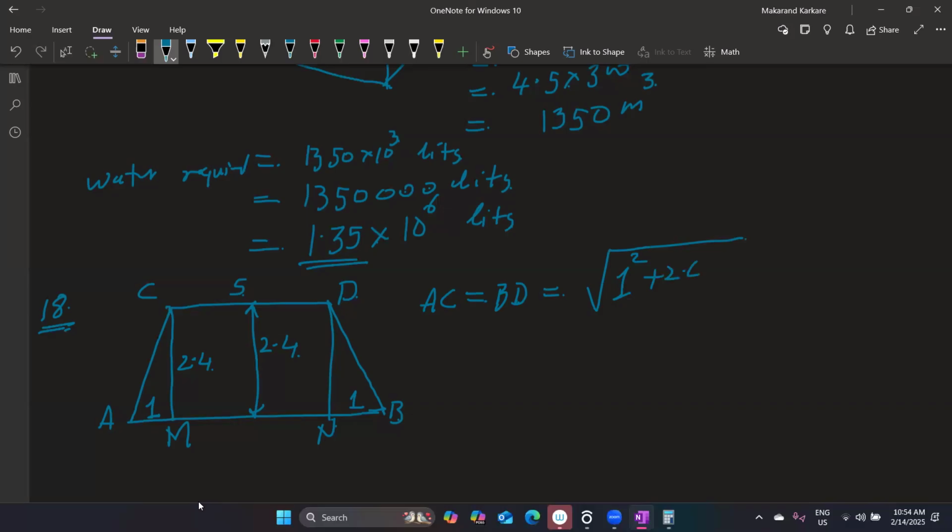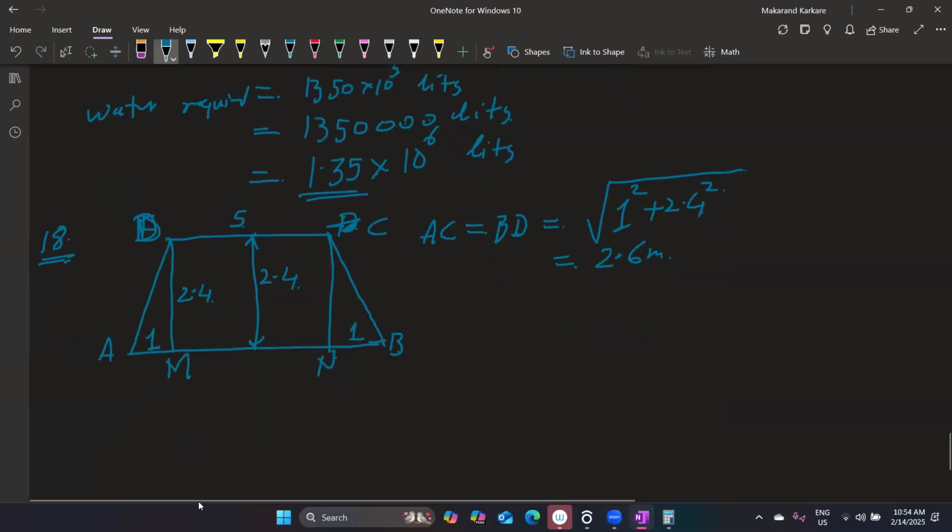Sir, you've drawn the diagram wrong. C and D is flipped. Sorry? You flipped C and D in the figure while naming. Okay. Sorry, my bad. So that answer comes out to be 2.6. So AC is equal to BD is equal to 2.6 meters, right?